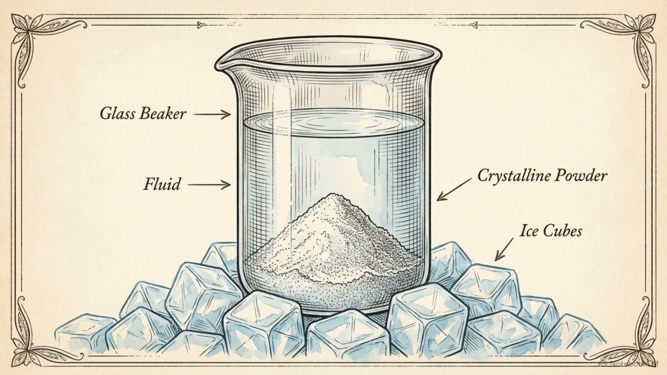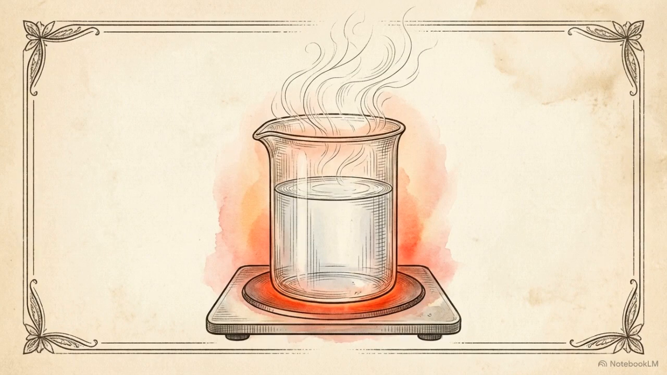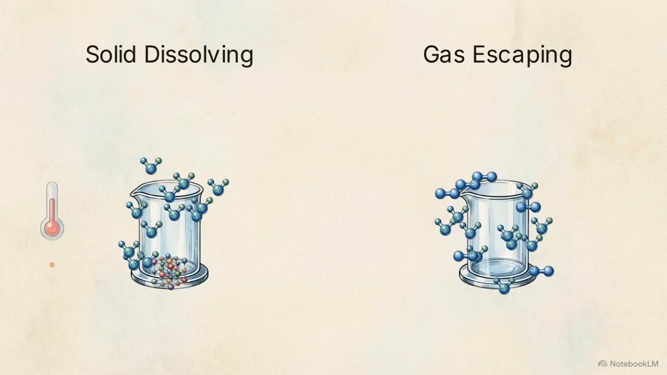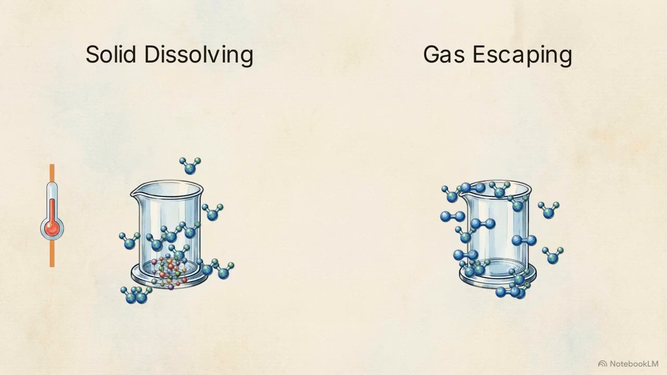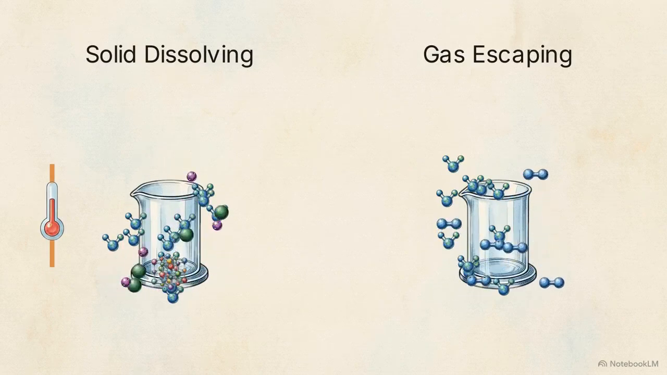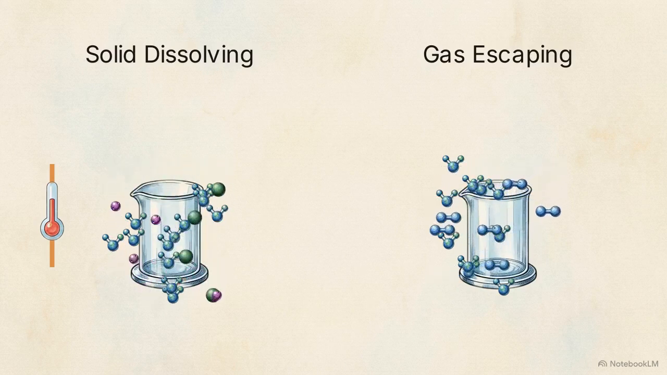Baking soda dissolves slowly in cold water, but disappears almost immediately when the water is hot. Heat adds kinetic energy to water molecules. Moving faster, they strike solid structures, breaking apart particles to increase solubility.